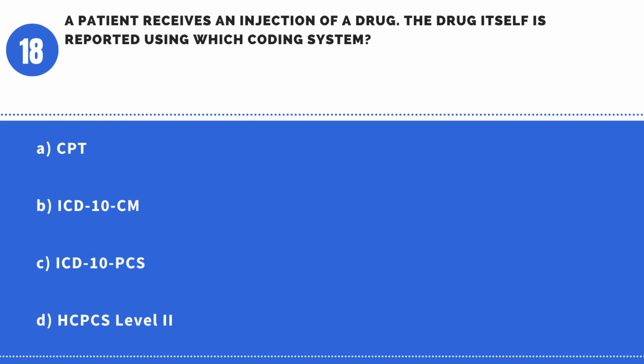Question 18. A patient receives an injection of a drug. The drug itself is reported using which coding system? A. CPT. B. ICD-10-CM. C. ICD-10-PCS. D. HCPCS Level II.